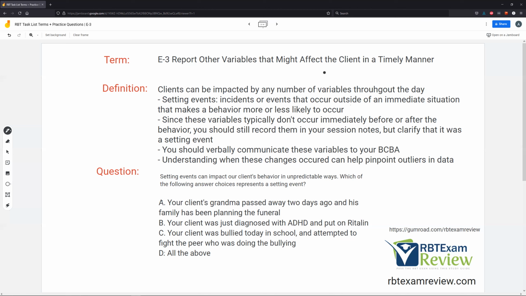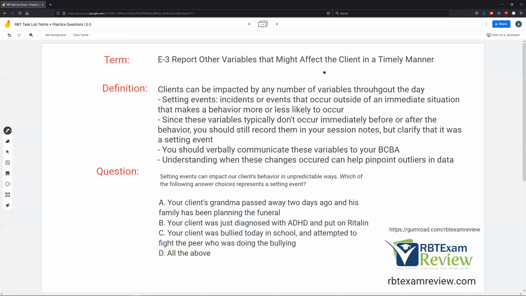Understanding when these changes occurred and when these setting events happen can help pinpoint outliers in data. A lot of times a setting event will occur and it will affect the data in strange ways. And if we know what setting event occurred, it can help explain some outliers. That's why it's so important to communicate everything, even if you might not think it's so important. If it's a big change or big impact in the client's life, we want to know about it.